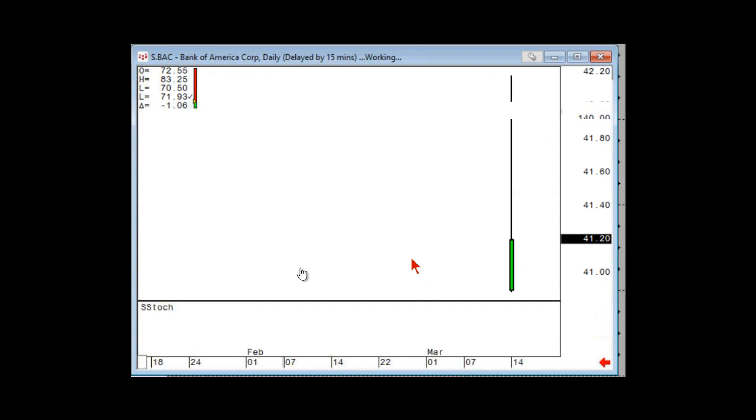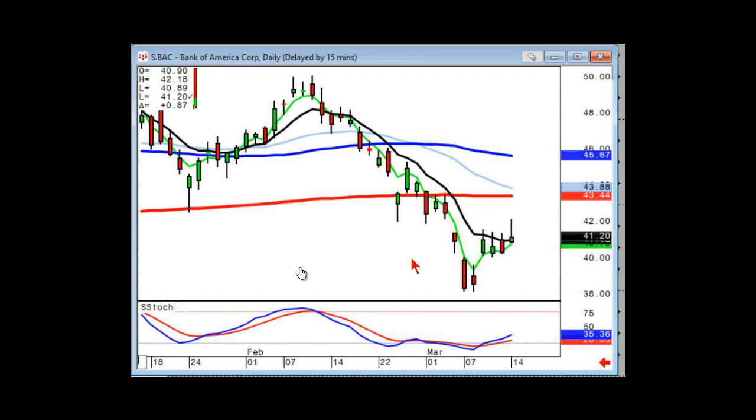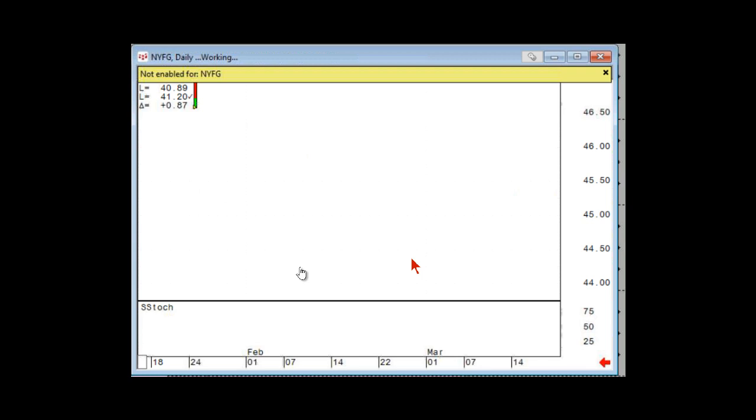Bank of America? I say because you could buy this. You're just not going to get a very big percentage move. Bank of America is one of your institutional traders, and it doesn't trade very well.